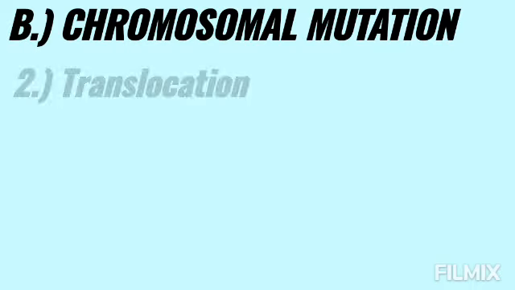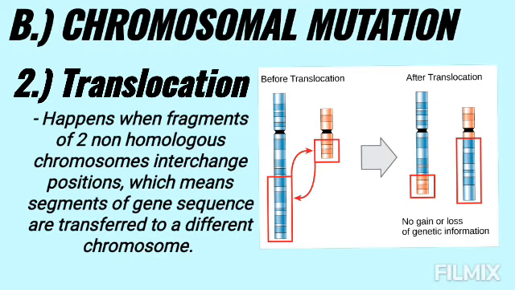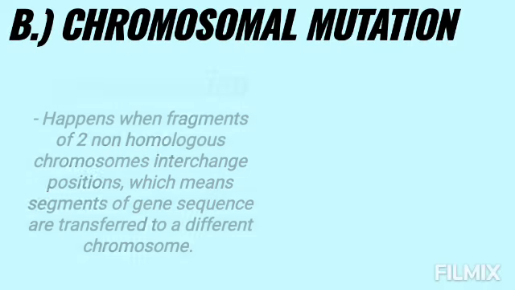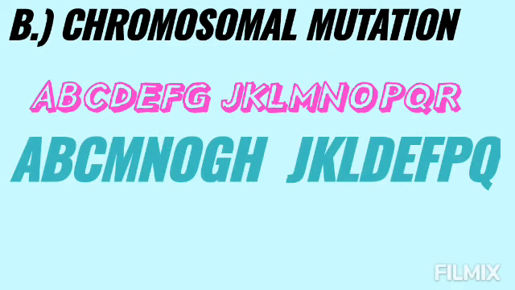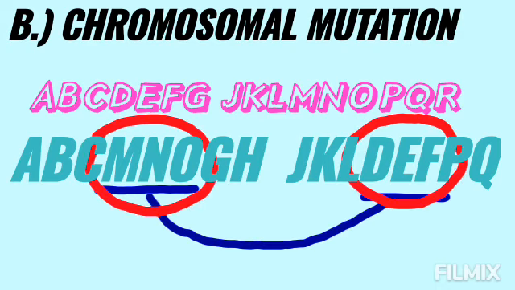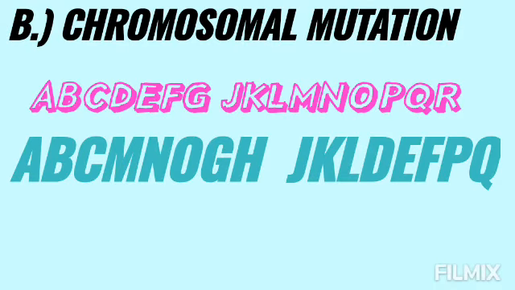Number 2. Translocation happens when fragments of 2 non-homologous chromosomes interchange positions, which means segments of gene sequence are transferred to a different chromosome. Suppose that you have the 2 chromosomes A, B, C, D, E, F, G, H and J, K, L, M, N, O, P, Q, R. If these chromosomes underwent translocation, the result would be the following. Notice the fragments have switched places.